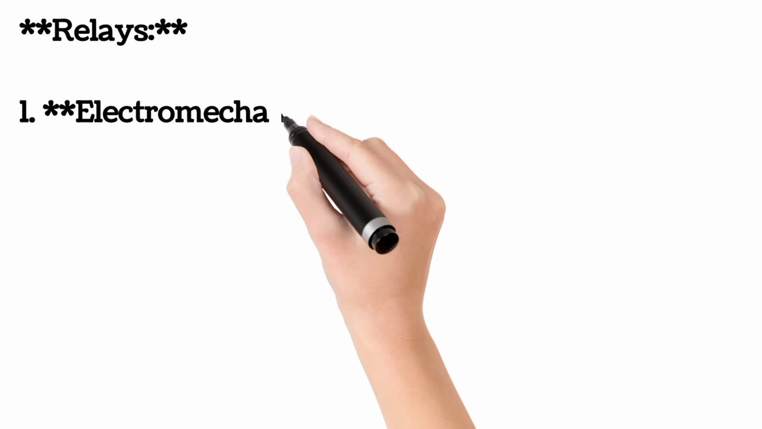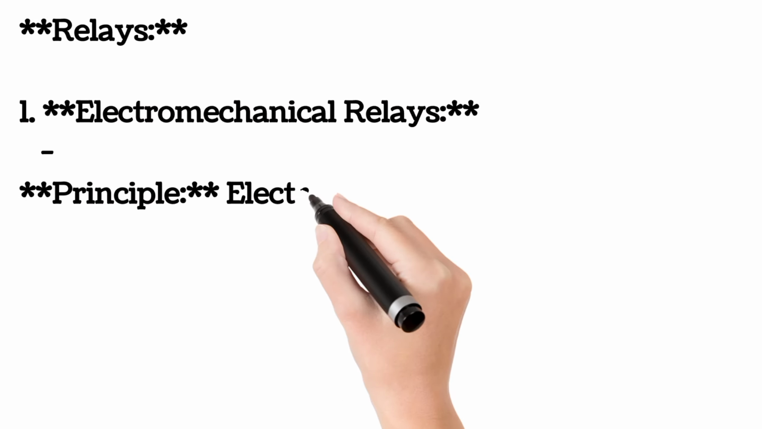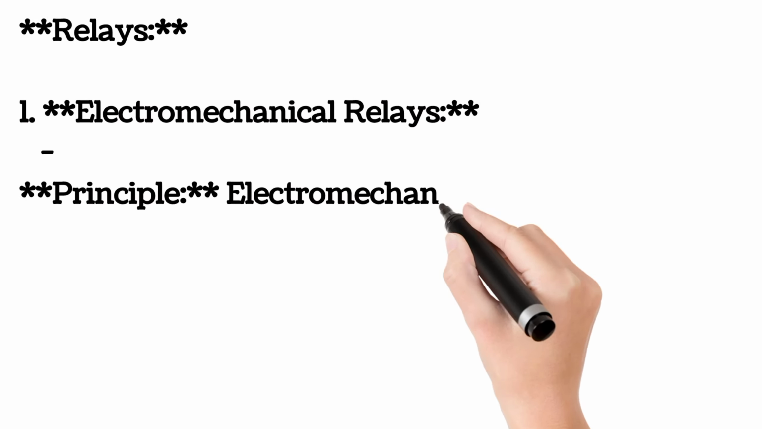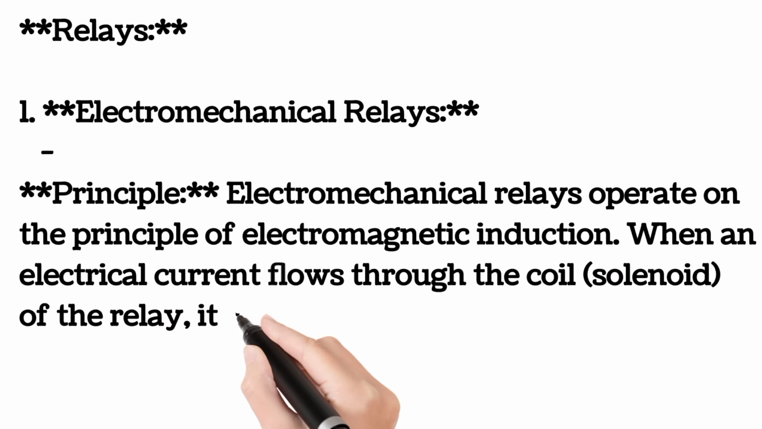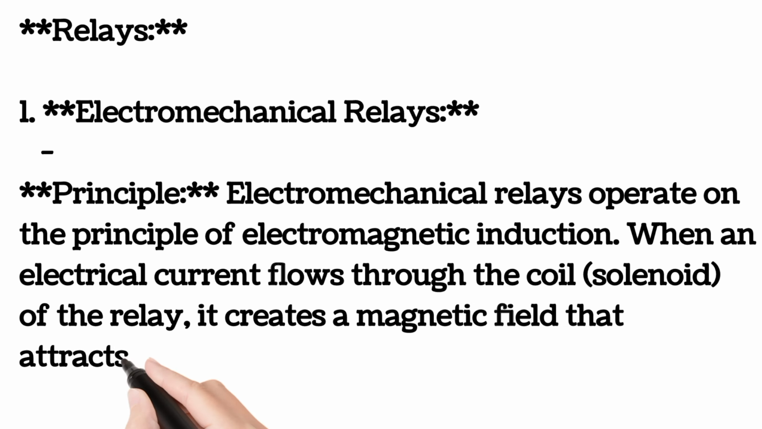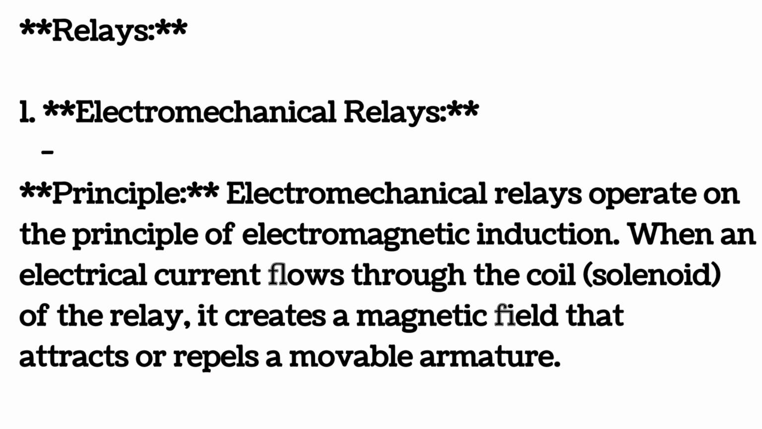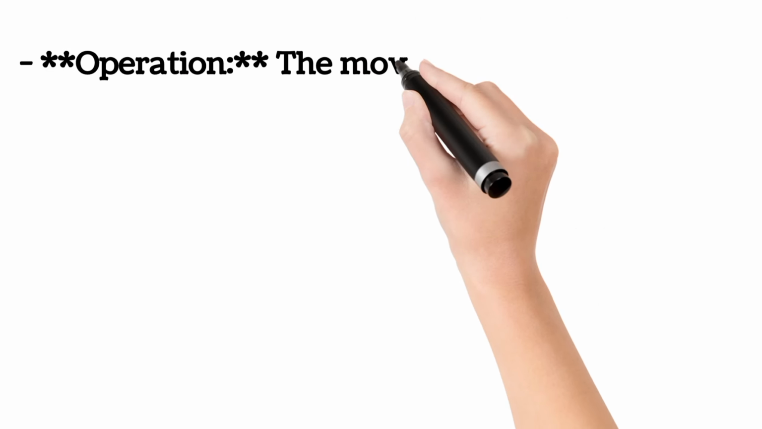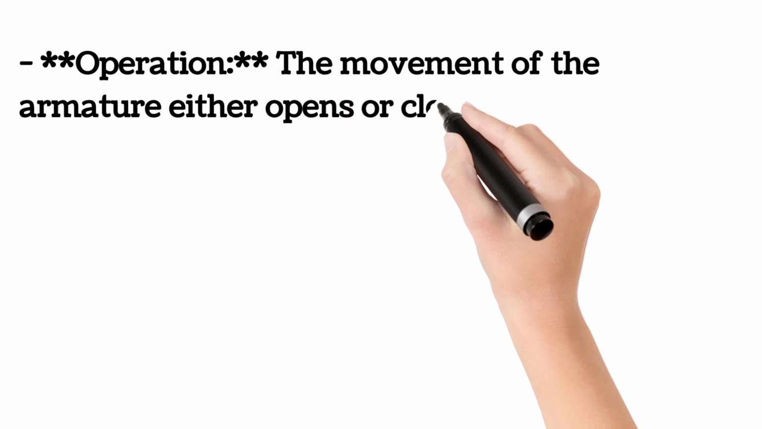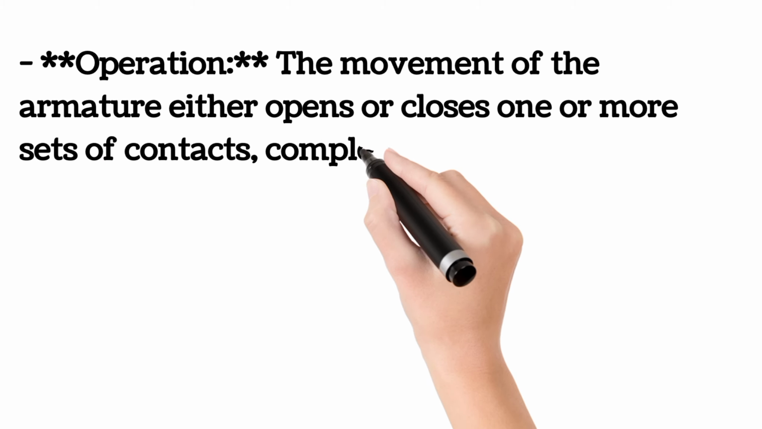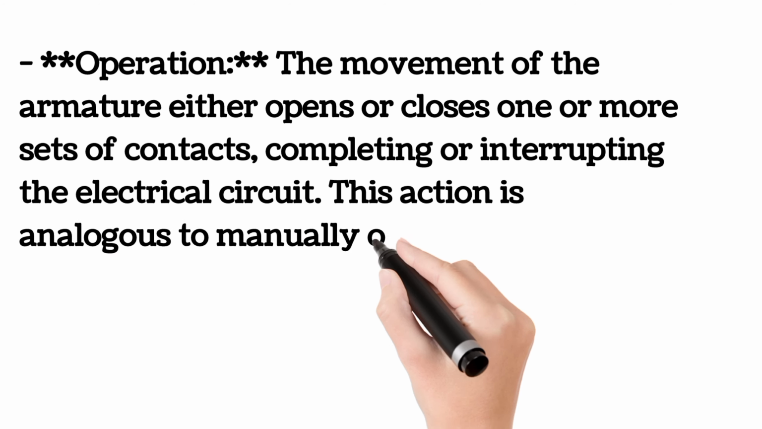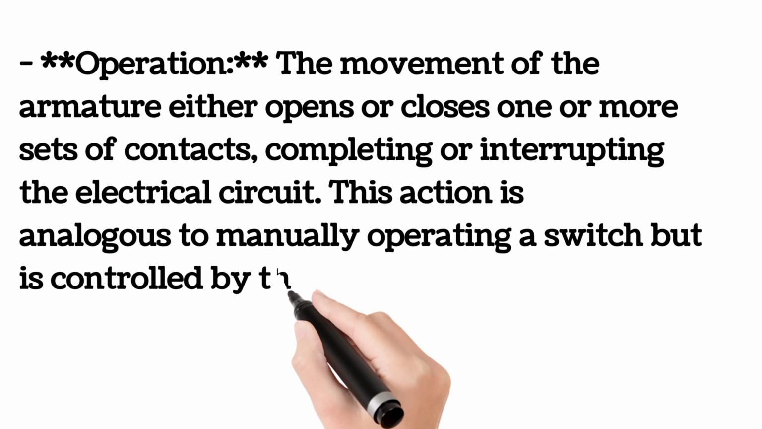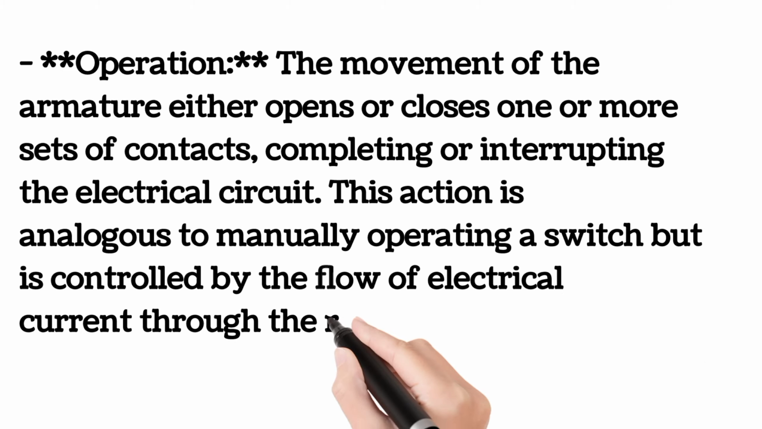Relays. 1. Electromechanical relays. Principle. Electromechanical relays operate on the principle of electromagnetic induction. When an electrical current flows through the coil solenoid of the relay, it creates a magnetic field that attracts or repels a movable armature. Operation. The movement of the armature either opens or closes one or more sets of contacts, completing or interrupting the electrical circuit. This action is analogous to manually operating a switch but is controlled by the flow of electrical current through the relay coil.